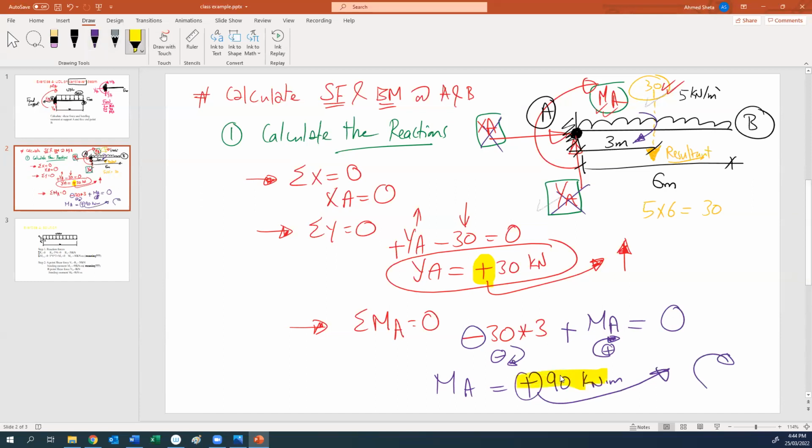So now these are our reactions. We have 3 reactions: MA, YA, and XA. Okay, do you have any problem with the reactions? Okay, now we shift to the next step.